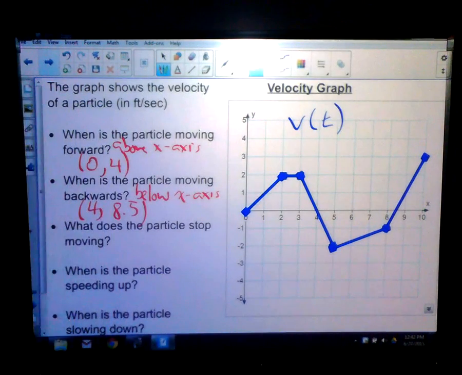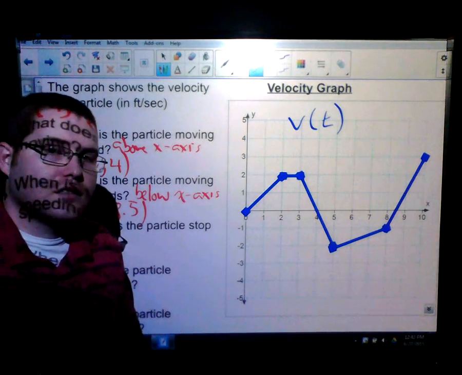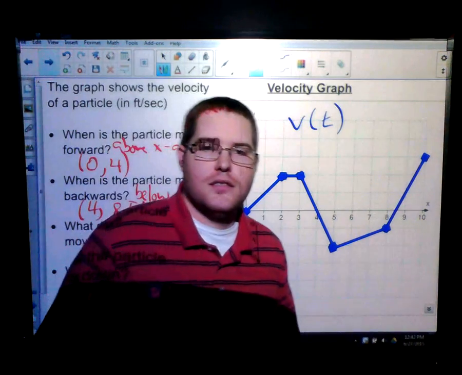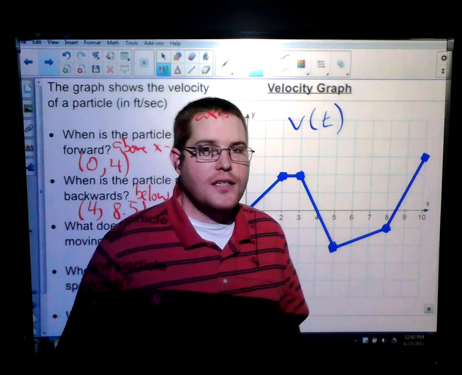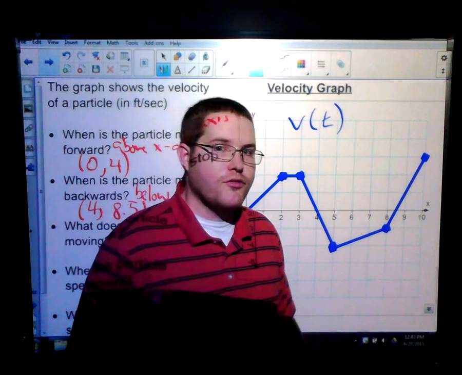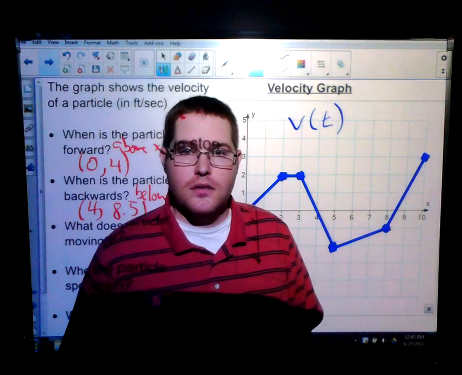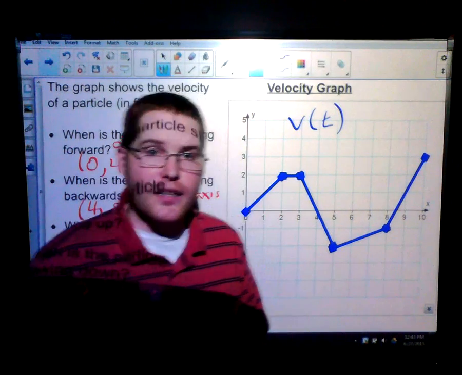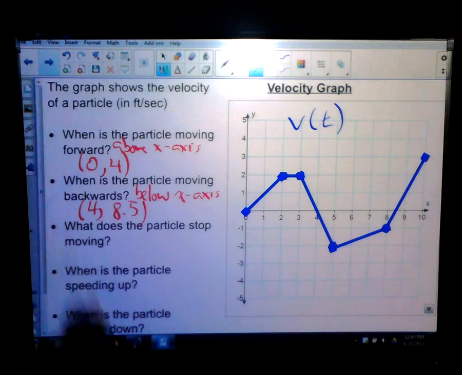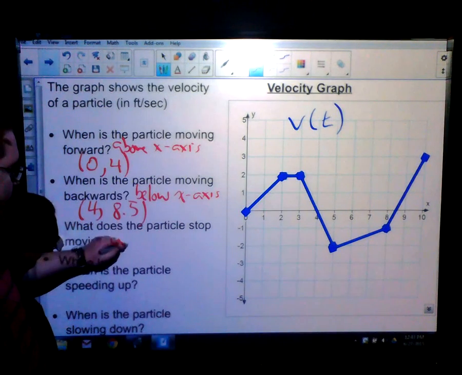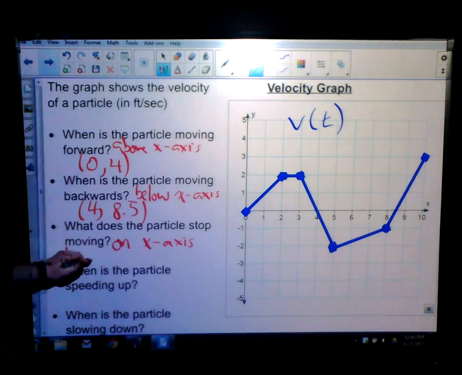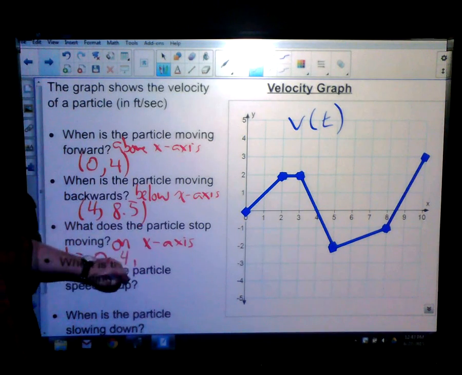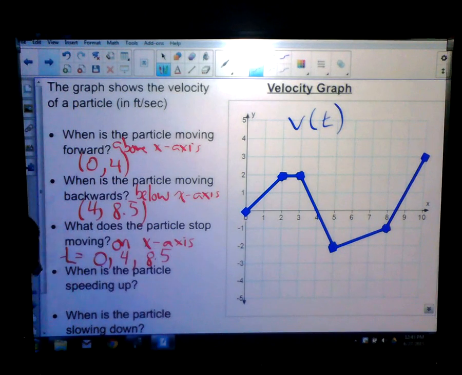Now why can't I include 4 and why can't I include 8.5? Because at 4 and 8.5 it's not above the axis and it's not below the axis. It's on the axis. What number is on the axis? 0. If the velocity is 0, what's that tell you about your movement? Is 0 going forward? Is 0 going backwards? Neither. 0 means you're standing still. When does the particle stop moving? When it's on the x-axis. So when's it on the x-axis? At 0, at 4, and at 8.5.